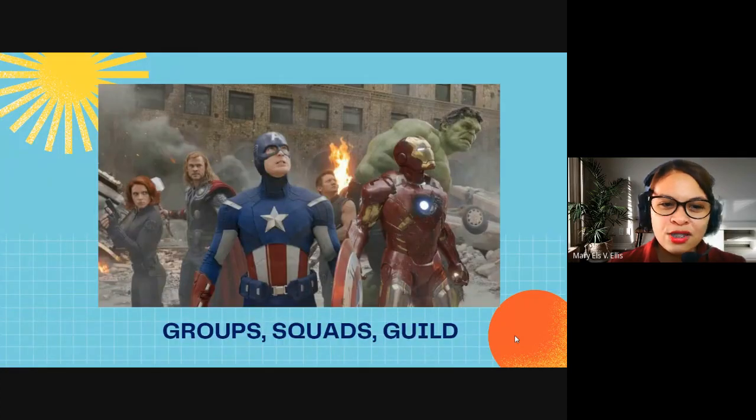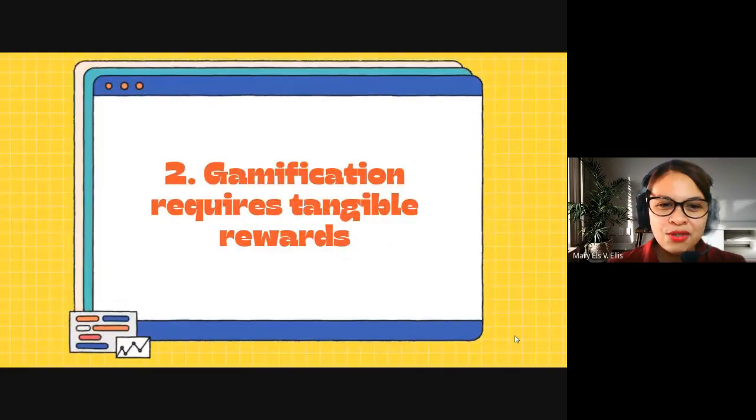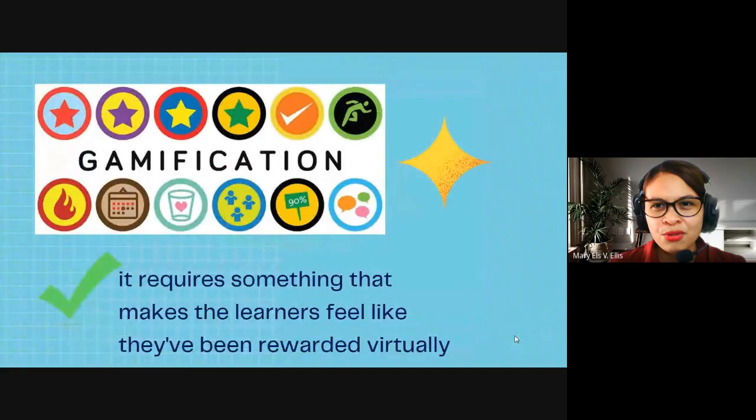And I don't just plainly use groups in my class. I use squads and guilds to hype them up in my lesson. Okay, so second is gamification requires tangible rewards. It doesn't require tangible rewards. It doesn't necessarily mean that you really have to give them certificates or chocolates or money. It just requires something that makes the learners feel like they've been rewarded virtually. Like what I said, popping some badges on the screen would make a difference for them.